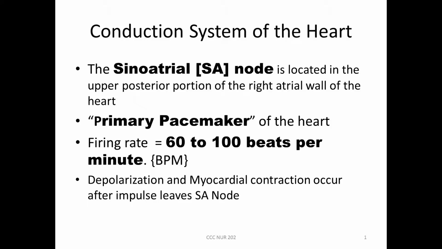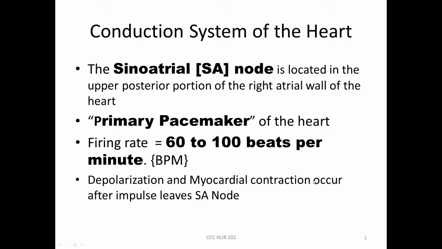Five-step approach in deciphering a rhythm strip. What we're looking at is actually the conduction system of the heart. We begin with the sinoatrial node, the SA node, and that's located under the posterior portion of the right atrial wall of the heart, but it is the primary pacemaker.